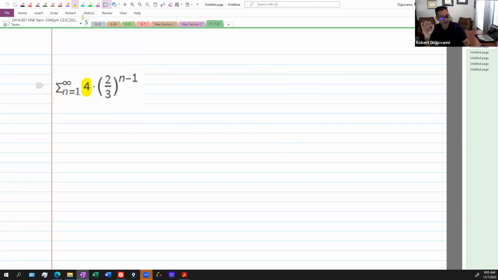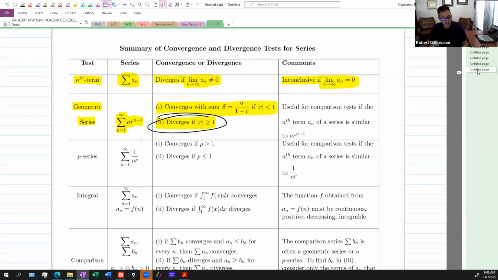We know what the A is. We know what the R is. We've got the n minus 1, just like we need for the formula. So we identify r is 2/3. And that means that the absolute value of r is also 2/3, and that's less than 1. So if we know it's less than 1, then we know it converges, right?